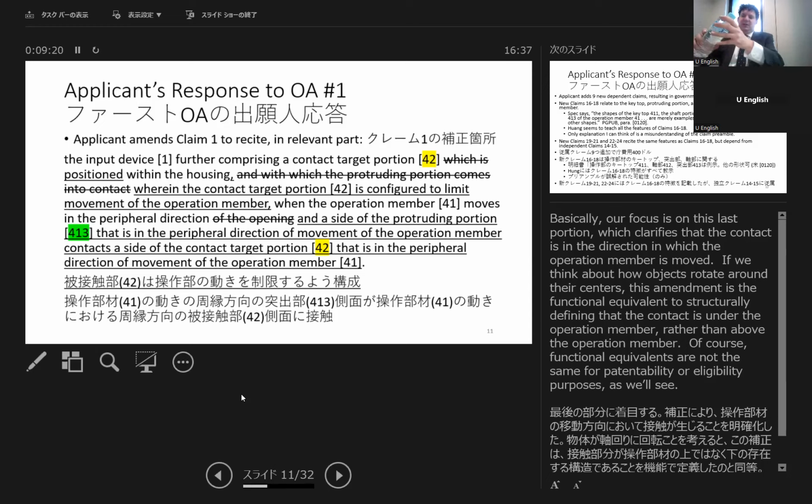And so instead of saying it's on the same side, or underneath, and therefore on the same side, we're saying that it contacts on the same side, which is the same as saying it contacts underneath. In the prior art, it contacts on the upper side, which is the same as saying it's on the opposite side, right? Because it's rotating around its center.